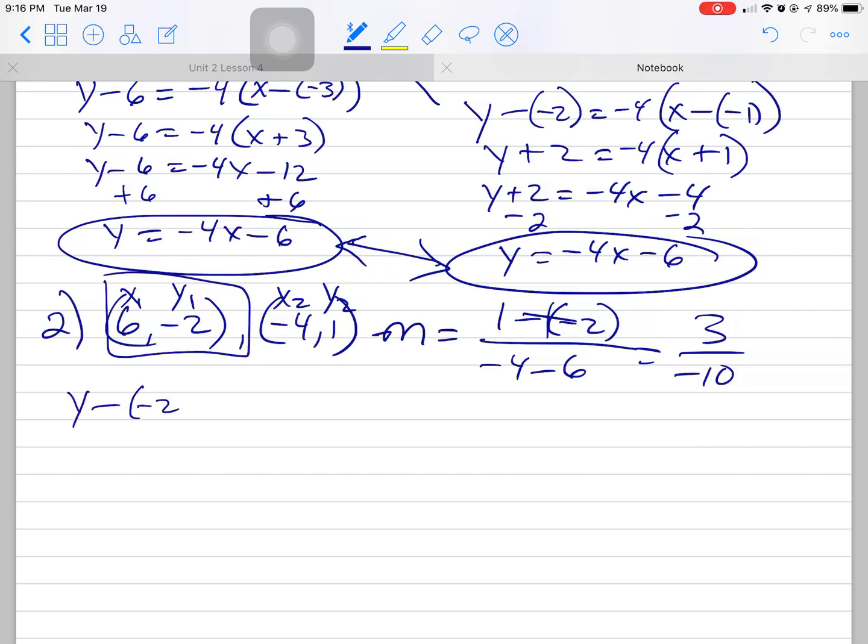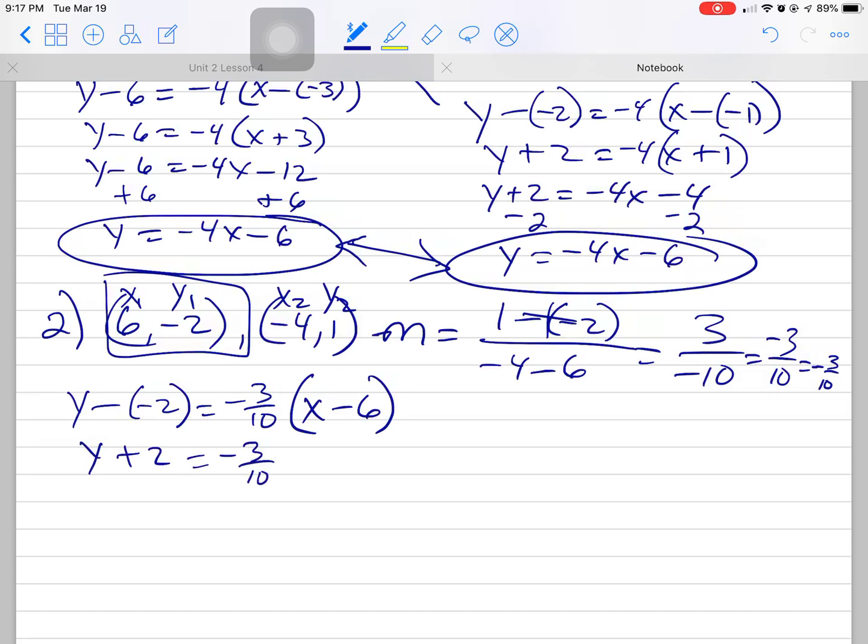y minus negative 2 equals negative 3/10. Remember, negative down there is the same as the negative up here, is the same as the negative straight across. It's just one negative somewhere. It doesn't really matter where. This is a negative fraction, okay? x minus 6. So this is y plus 2 equals negative 3/10 x. And then negative 3/10 times negative 6 over 1 equals a positive 18 over 10. Let's just leave it like that for a minute.